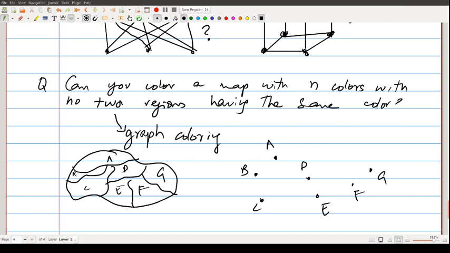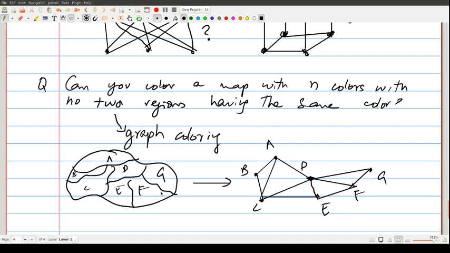A and B are adjacent, so I will draw an edge here. A and D have a common region, A and C have a common region, B and C, D and C, D and E, E and C, D and F, F and E, D and G, and G and F. So this is the corresponding graph. You've taken the map coloring problem into a graph coloring problem.